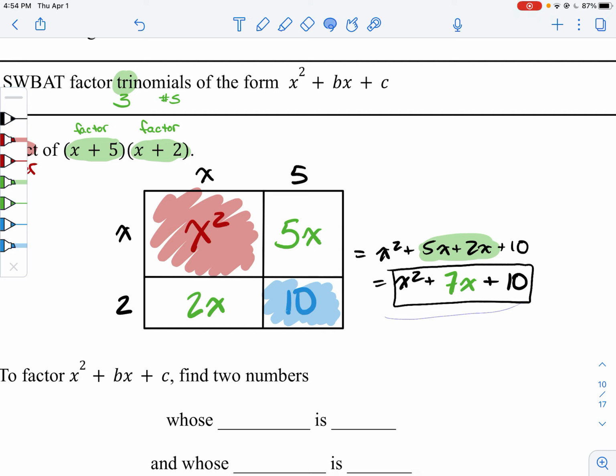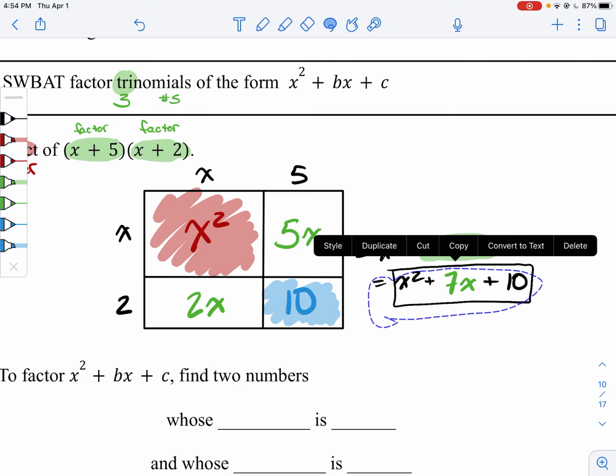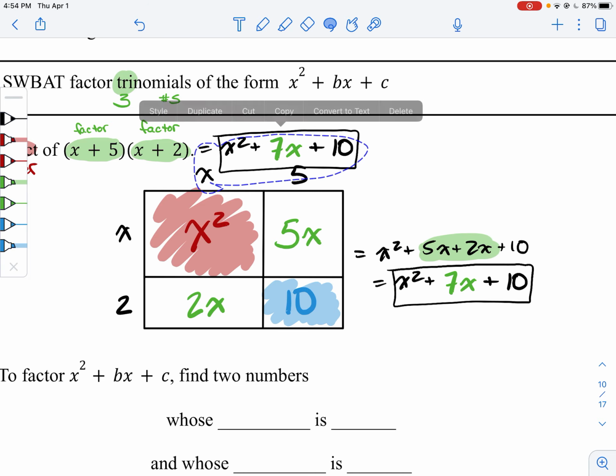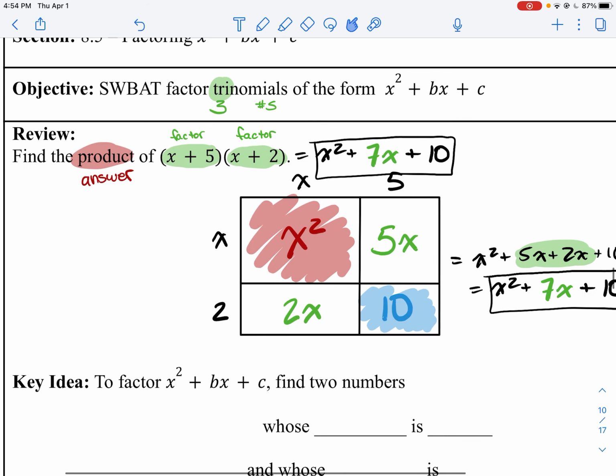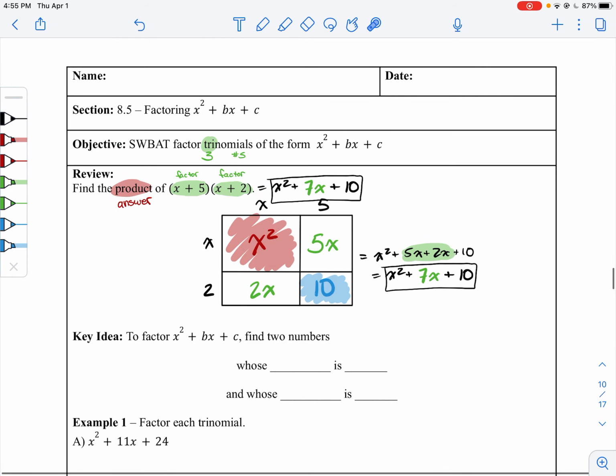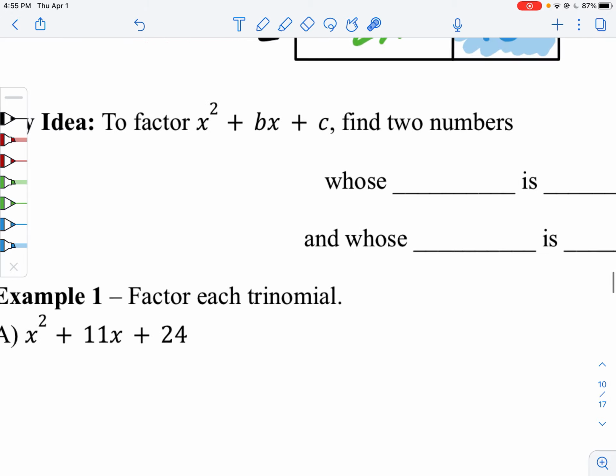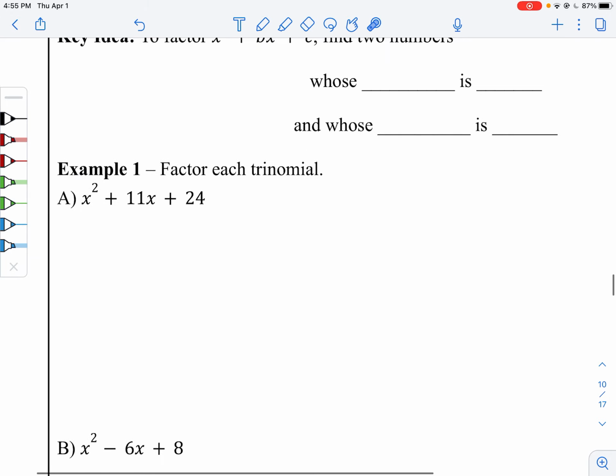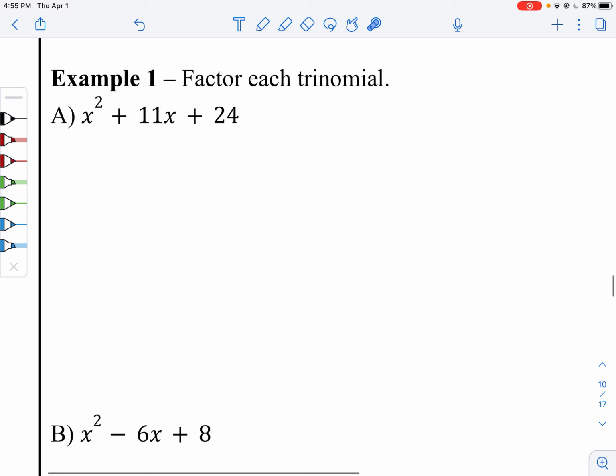Now, that's what we've been doing. What we're going to do today is undo that. We're going to start with a trinomial and figure out how to break it up. So I'm going to do one, and then I'll show you what the key idea is. Okay? So here we have x squared plus 11x plus 24.